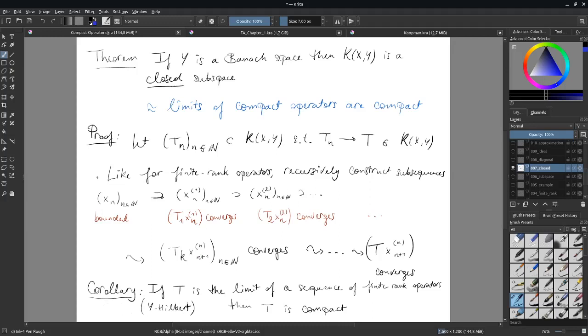Eventually we get to the end, or at least we get that the diagonal subsequence, the nth element of the nth subsequence, has to converge. I was a bit confused, but the book is a bit clearer. The corollary of this is that if T is the limit of a sequence of finite rank operators, here we have to be in a Hilbert space, then T is compact. And this really is the important part: finite rank operators are basically just matrices, so we can represent them in a computer, we can think about them as matrices.